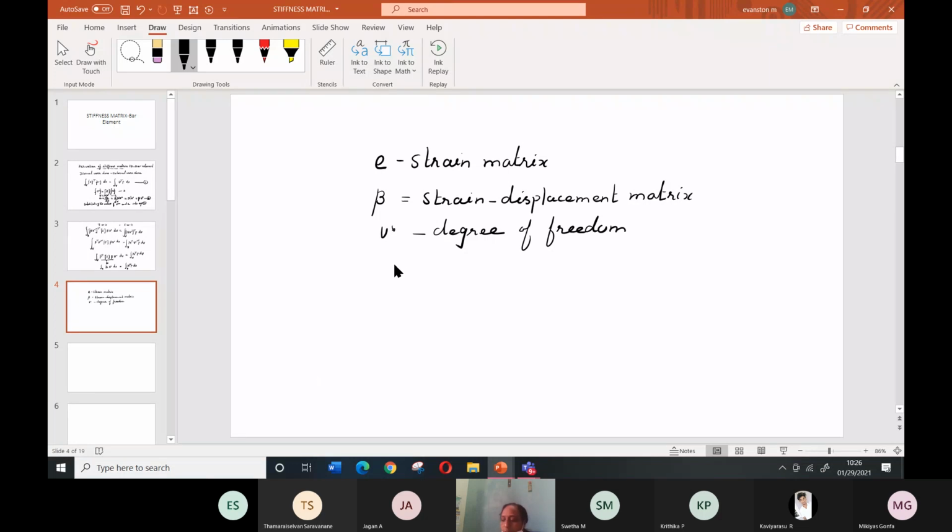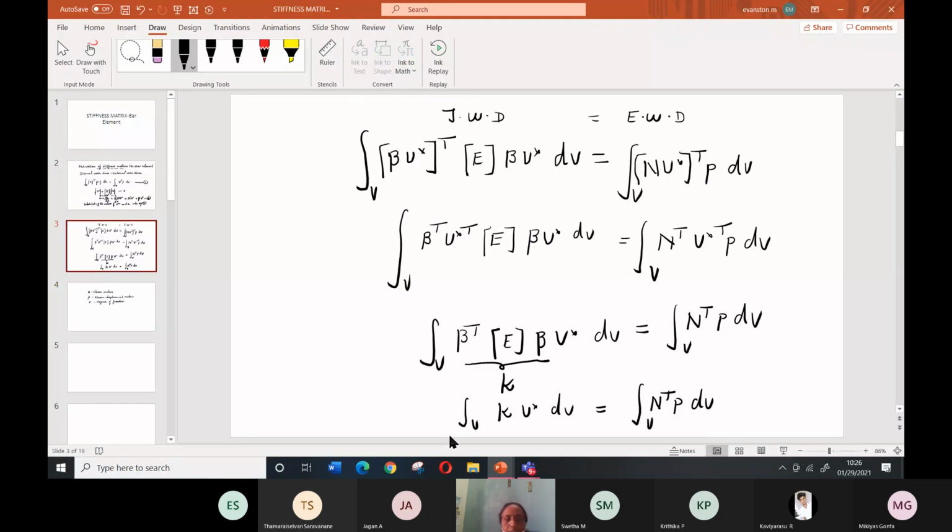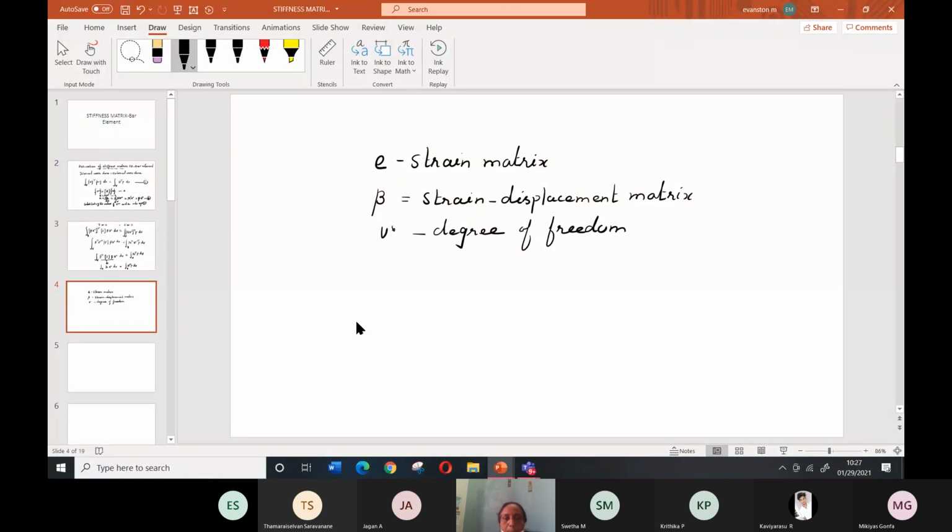Okay, so I can write it very well. The integration over V of B transpose E B into dV is equal to the integral of N transpose P into dV. This is nothing but Ku is equal to P. It is over a volume, and Ku is equal to P.